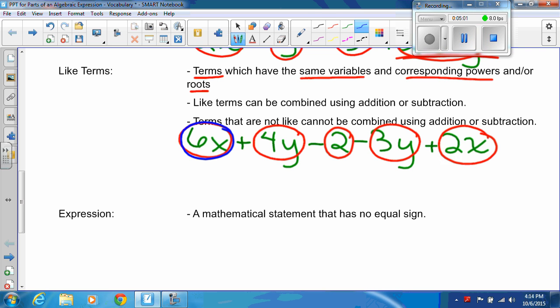And then if I go down here to the last term, I also have a 2x. And I'm adding that 2x. So 6x plus 2x gives me a total of 8 x's.